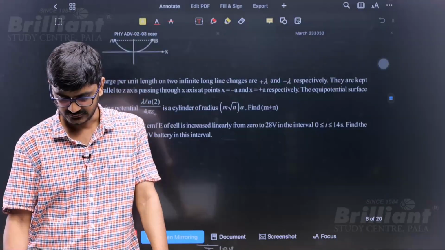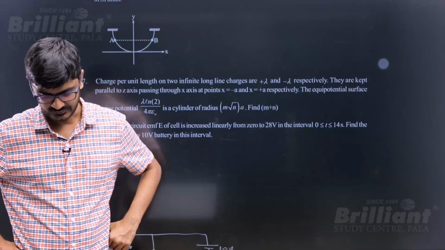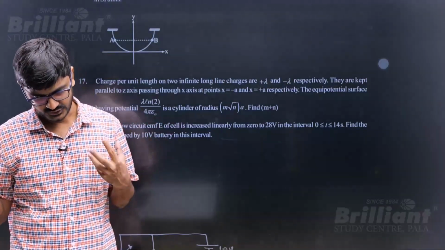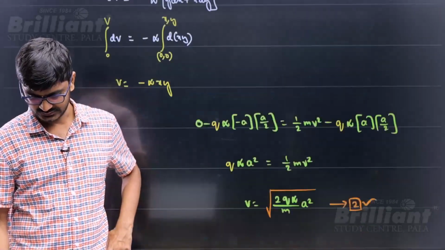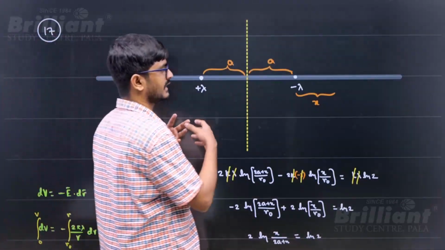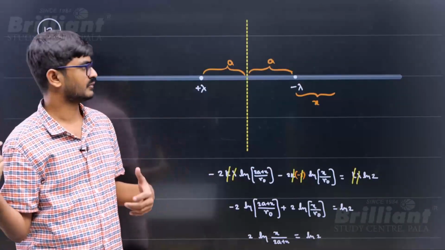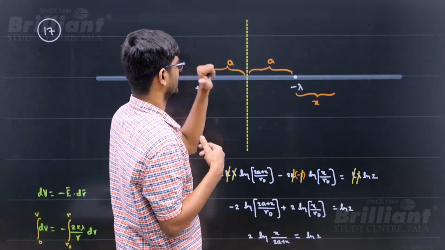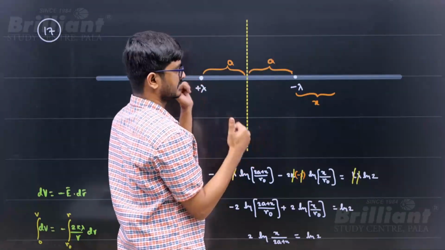Now the next one: the charge per unit length of two infinitely long line charges are lambda and minus lambda. They are kept parallel to the z axis. With the given information, the equipotential surface is a cylinder of some radius. Now you can go with the given solution, or, once I know it is a cylinder, what I can do is find at what x coordinate the potential becomes the given potential. So at any distance x, there is a positive line charge and a negative line charge, at x equals a and x equals minus a along this direction.